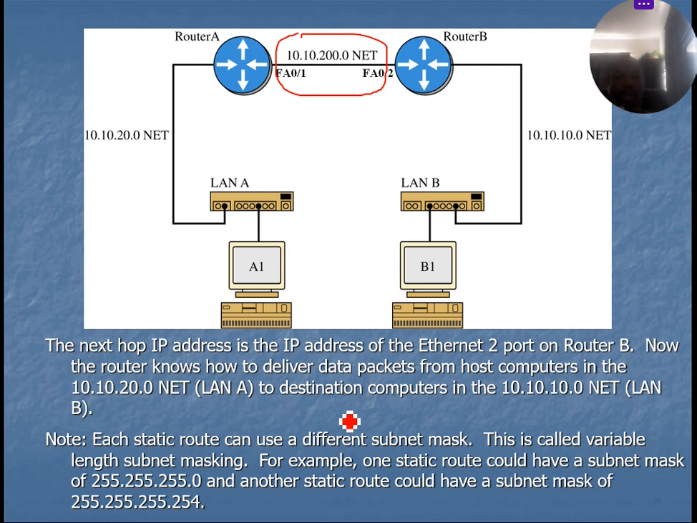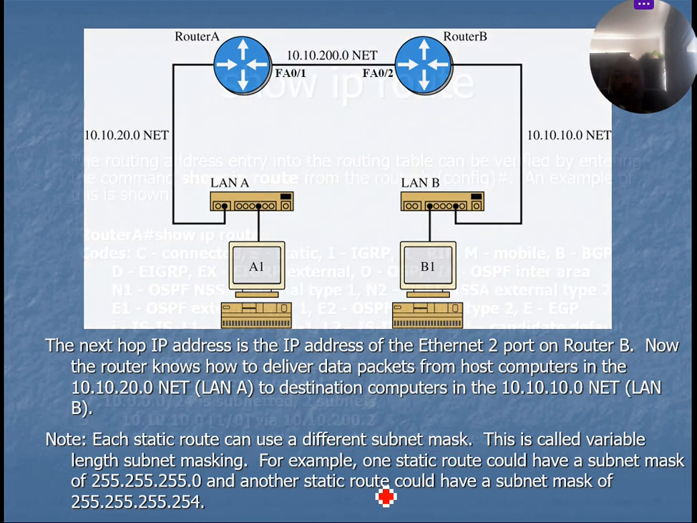Okay, now each static route can use a different subnet mask. Each static route can use a different subnet mask. The subnet mask is 255.255.255.0. So you can start from 255.255.255.0, 255.255.255.1, up to 255.255.255.254. Till you exhaust it to 254. Then we start again. Is that okay? So that's that for that.